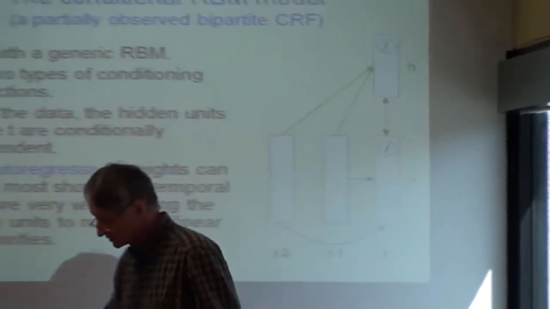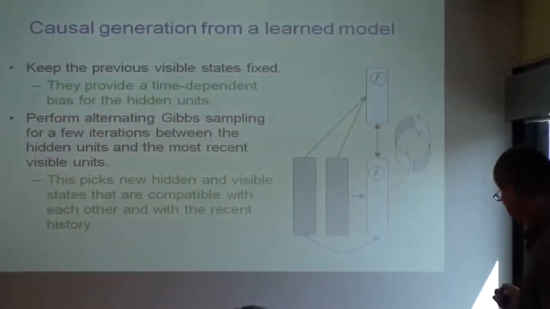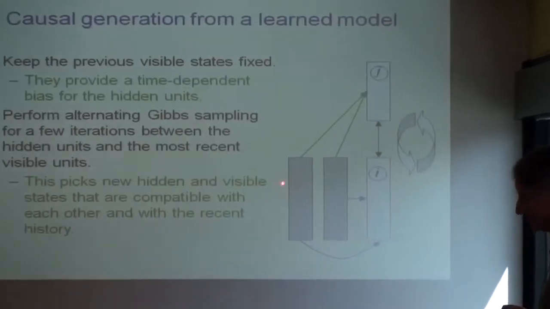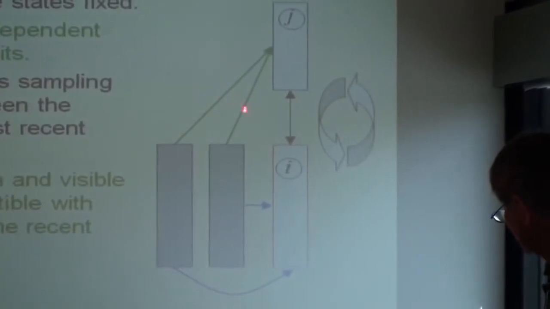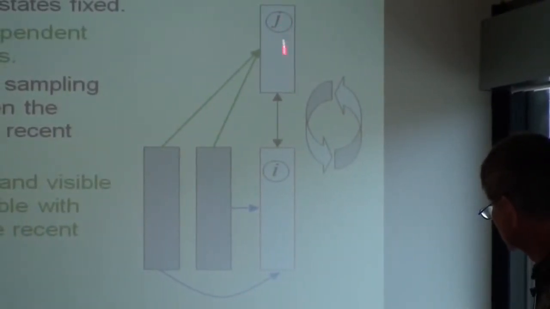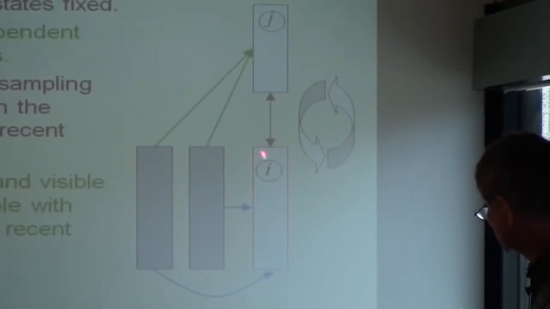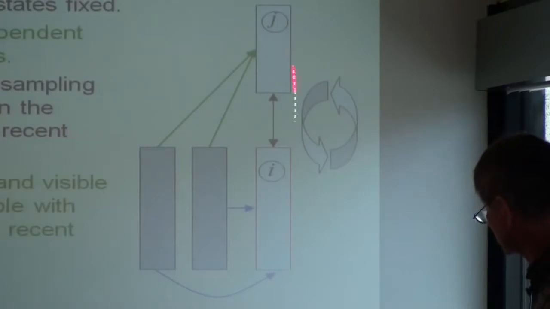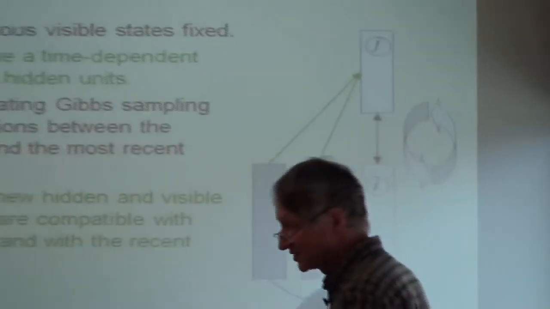After you've learned it, you can generate from the model by taking some previous frames. These inputs, the conditioning inputs, in effect fix the biases of these to depend on the previous frame. So they're sort of dynamic biases. And then with these biases fixed, you just go backwards and forwards for a while, and then pick a frame there, and that's your next frame you generated. Then you keep going.